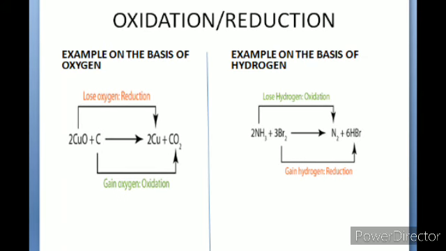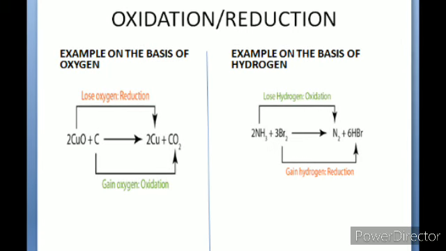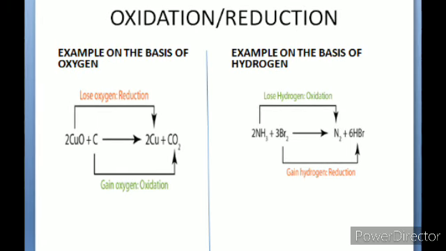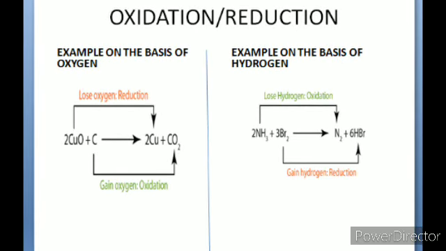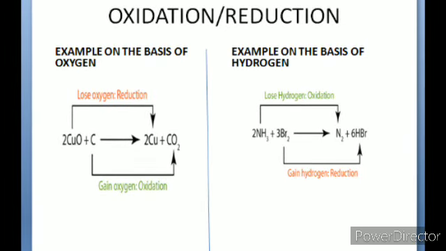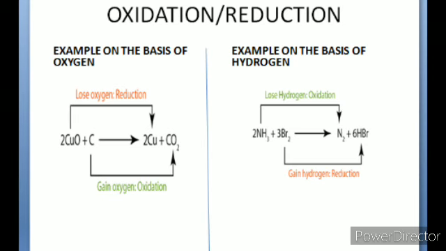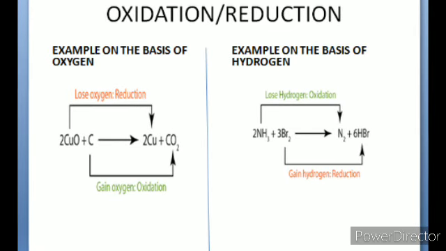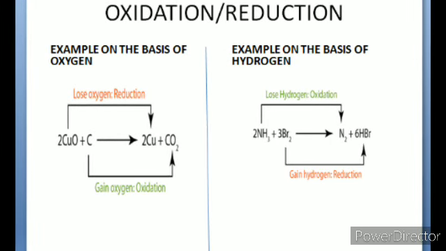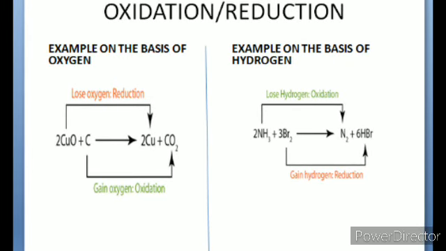Now let's discuss another example on the basis of hydrogen. Here again we have two reactants, one is ammonia and the second one is bromine gas. When they react with each other, they form nitrogen gas as well as hydrogen bromide. Here the ammonia loses its hydrogen to form nitrogen gas, so it is getting oxidized, and bromine gas gains the hydrogen to form hydrogen bromide. As it gains hydrogen, bromine gas is getting reduced.